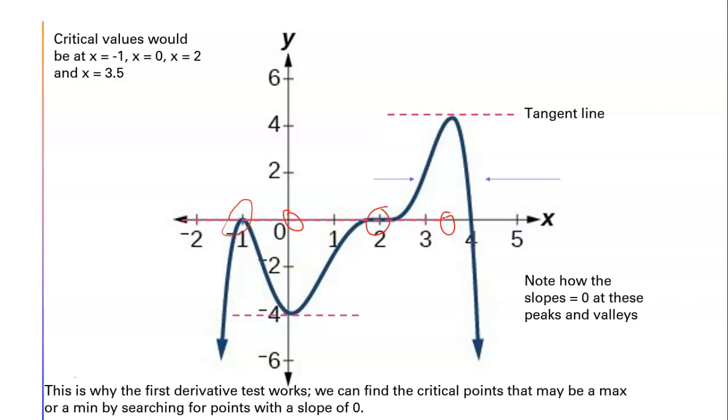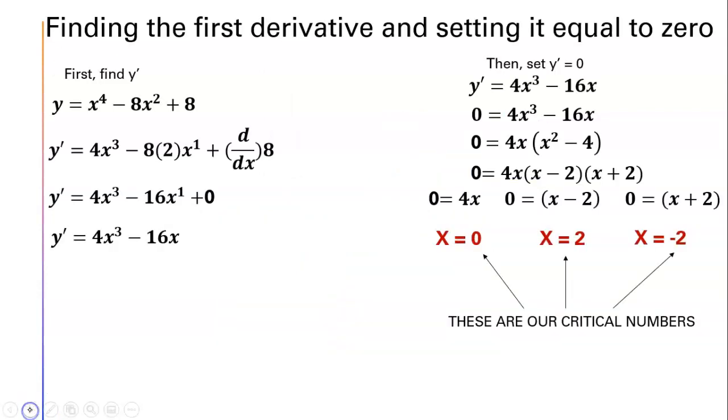But if we would have tested those values, we would have found that while -1 has a max, 0 has a min, x equals 2 is in fact neither of those, because the slope is increasing the entire way, so the first derivative won't have a sign change. This is why the first derivative test works. We can find the critical points that may be a max or a min by searching for points with a slope of 0, but by testing those points, we can find if we actually have a maximum or a minimum at those points.